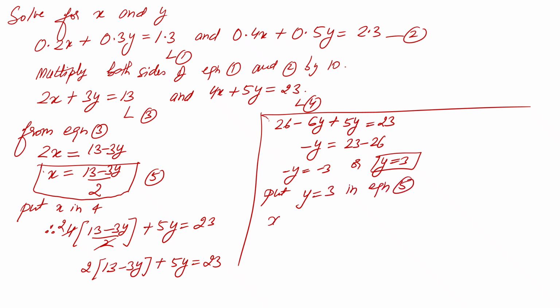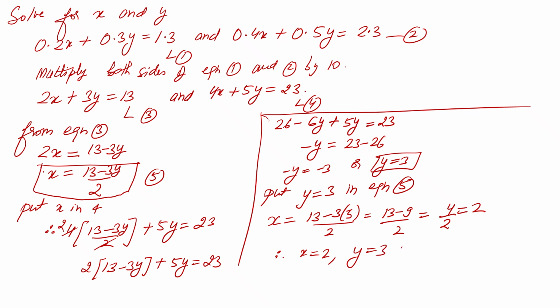तो हमारी x की वैल्यू आ जाएगी. x will be equal to 13 minus 3 times 5 3 times 3 upon 2. So 13 minus 9 upon 2, that is equal to 4 by 2, and 4 upon 2 is equal to 2. Therefore x = 2 and y = 3 is the required solution.